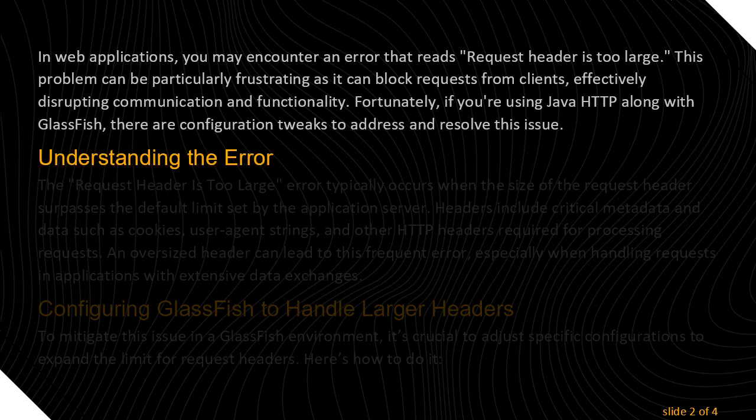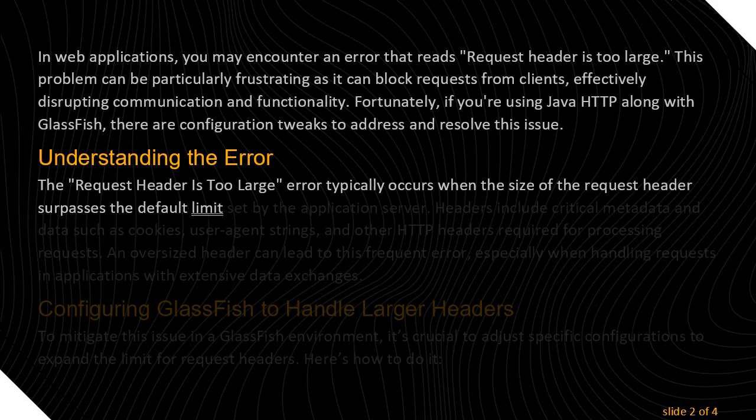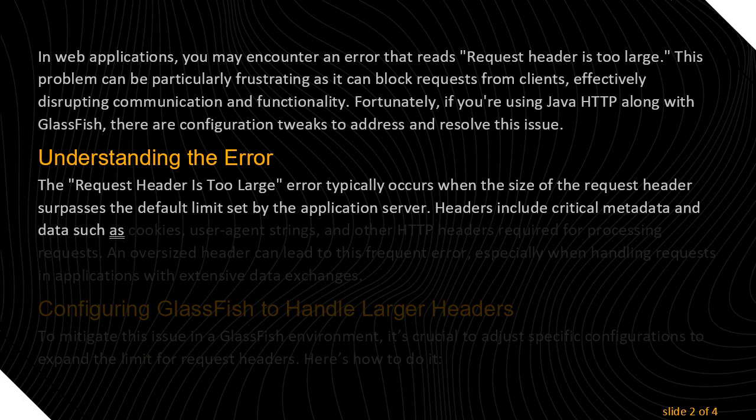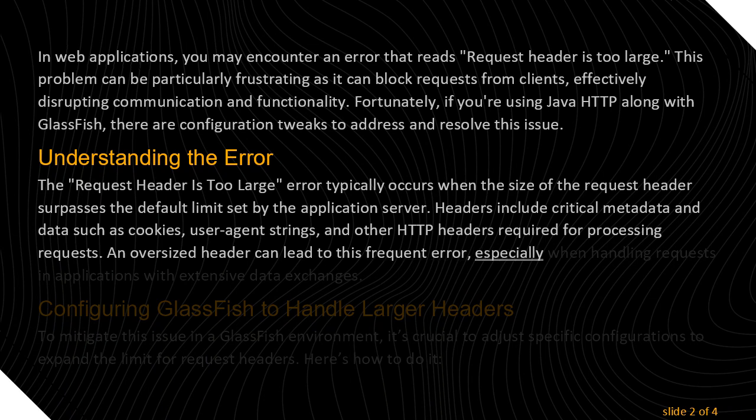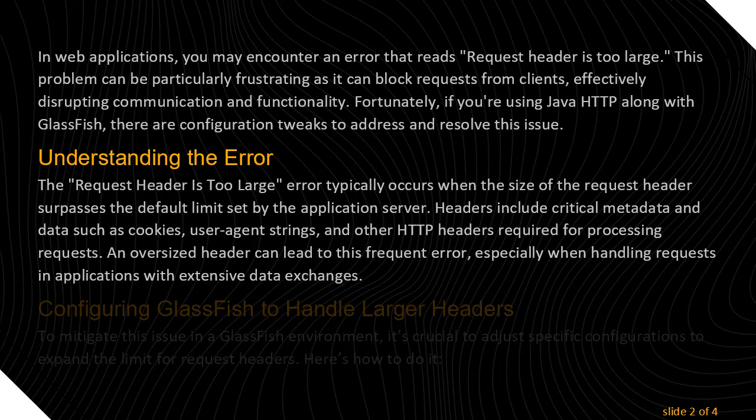Understanding the error. The request header is too large error typically occurs when the size of the request header surpasses the default limit set by the application server. Headers include critical metadata and data such as cookies, user agent strings, and other HTTP headers required for processing requests. An oversized header can lead to this frequent error, especially when handling requests in applications with extensive data exchanges.